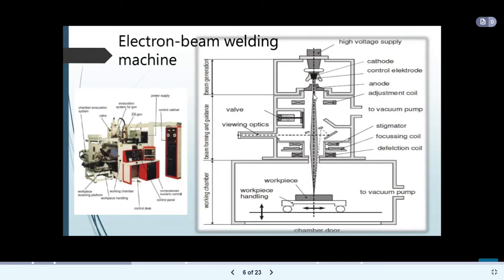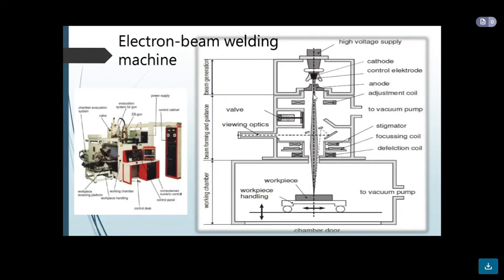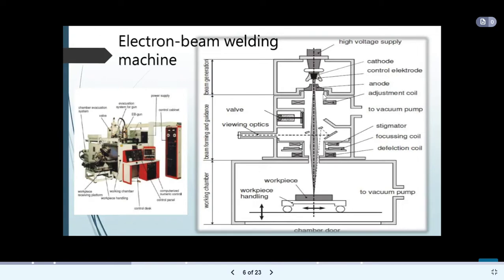Once these high velocity electrons pass through the hole in the anode, then there is an adjustment coil.